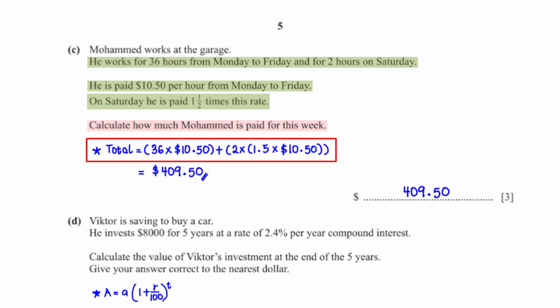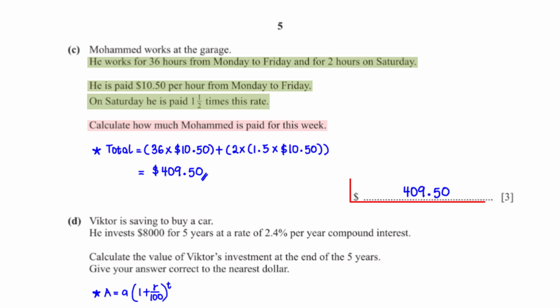This would be equal to the total amount he earns from Monday to Friday, which is equal to 36 times $10.50, plus the total amount he earns on Saturday, which is equal to 2 times the hourly wage on Saturday, which is 1.5 times $10.50. When we type this into the calculator, we get $409.50.